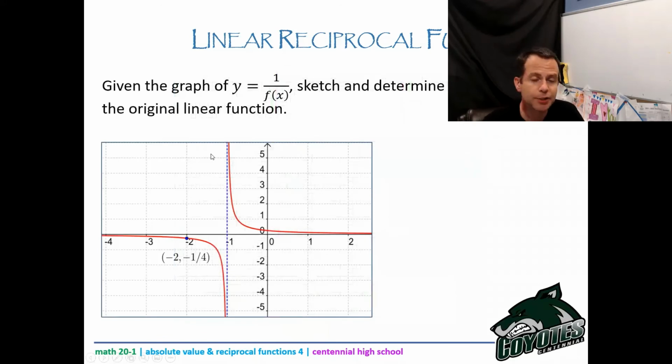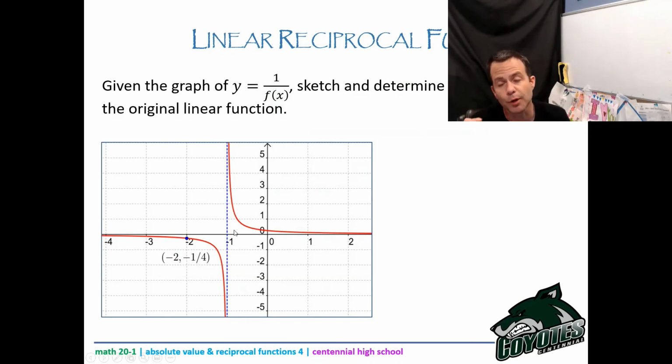Now, I gave you a question sort of like this in our last lesson. But this time round, I just gave you slightly different information. I want to see how we handle it. Given the graph of y equals 1 over f of x, so this is the reciprocal graph, sketch and determine the equation of the original linear function, okay? Well, my eyes dart to that asymptote right away at negative 1. I know that's going to be an x-intercept, okay? So an x-intercept at negative 1, 0, I know.